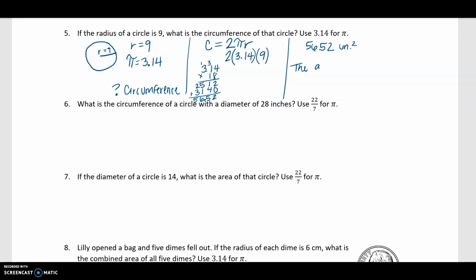So the area of the circle is 56.52 square units. All right.